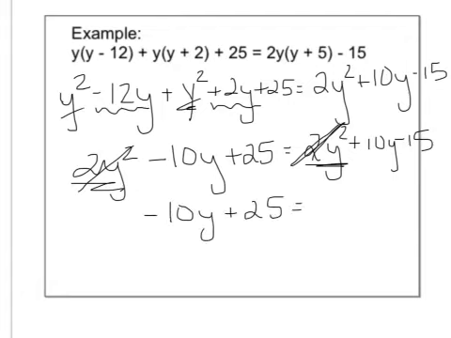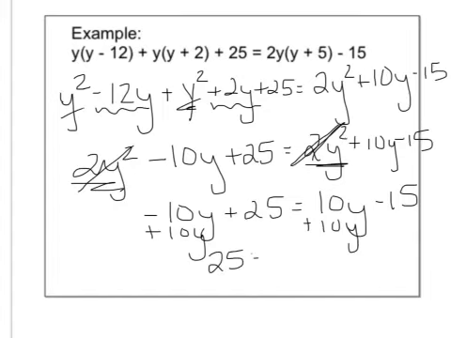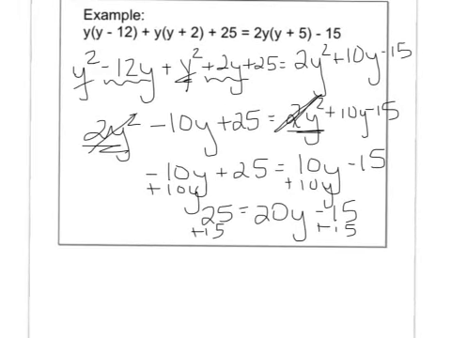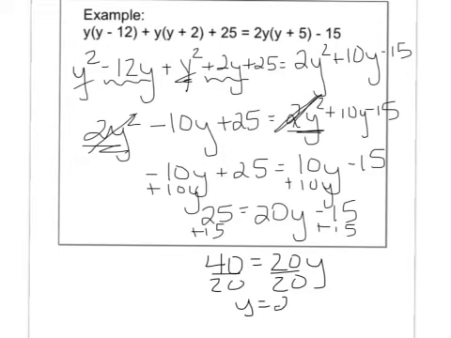So I've got negative 10y plus 25 equals 10y minus 15. So I'm going to take this negative 10y, I'm going to add it to each side. So I got 25 equals 20y minus 15. I'm going to add 15 to each side. And then I'm going to get 40 equals 20y. And then I'm going to divide each side by 20. And I got y equals 2.